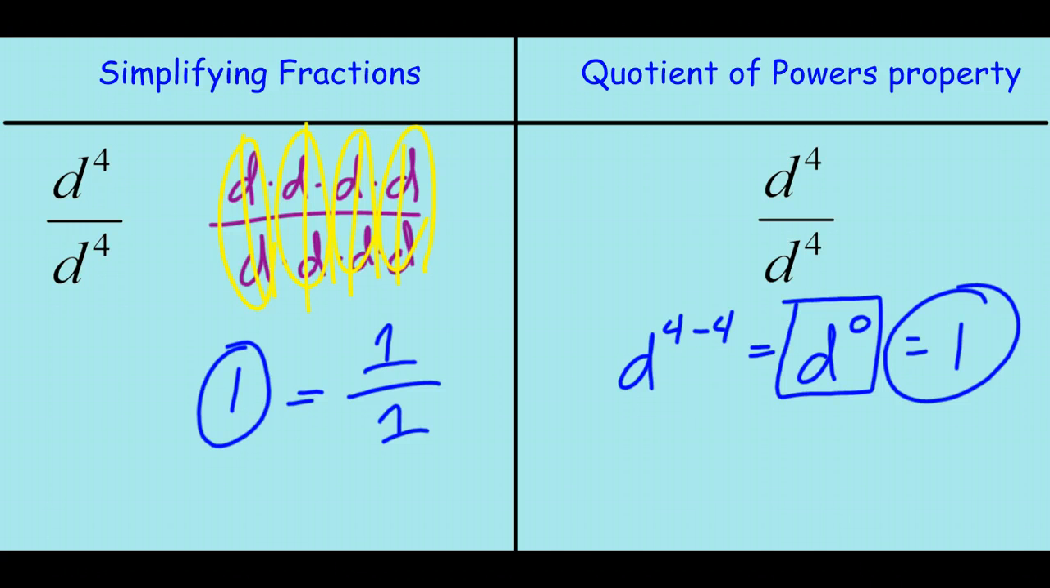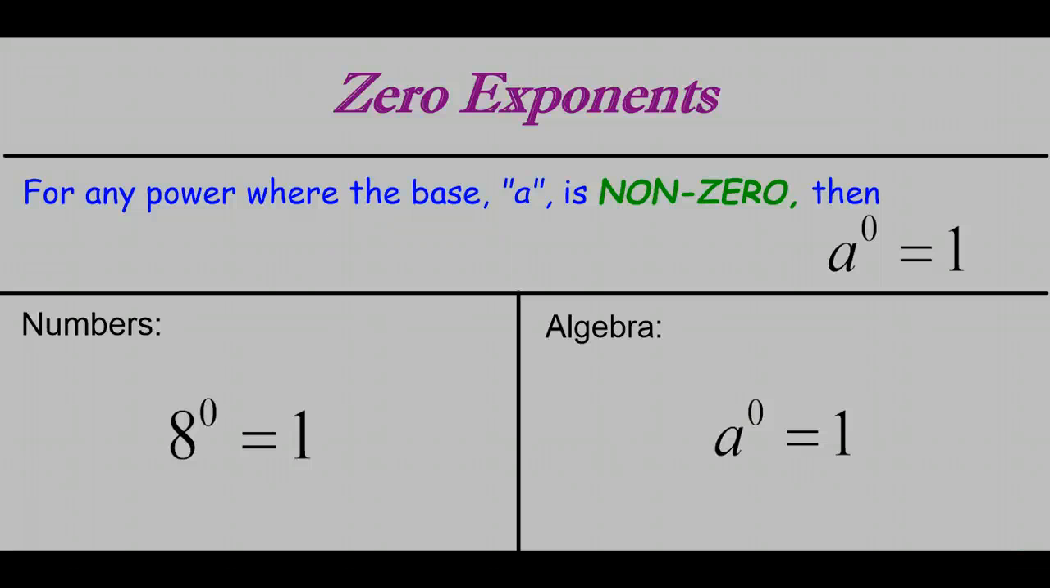And notice that d could be any number that we have, not 0 because we're dividing by the number, but any other number. Not just a positive number, it could be a negative number, a fraction, a decimal, it could be anything like this. And that is the definition of a zero exponent. For any power where the base a is non-zero, then a to the 0 is 1.